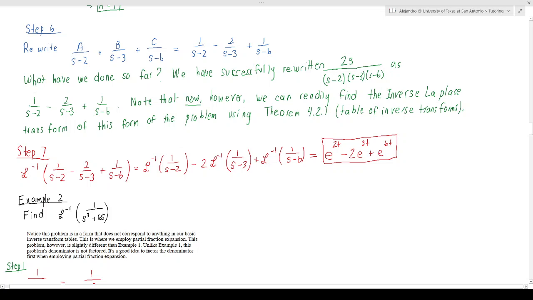Now we can use the table of inverse Laplace transforms to solve this problem. In step 7, the inverse Laplace of this entire expression is equal to the individual inverse Laplace transforms summed together, and subtracted also because we have a negative here. So we have the inverse Laplace of 1 over s minus 2, minus 2 times the inverse Laplace of 1 over s minus 3. That comes from 2 over s minus 3, where we pull the 2 out front because it's a constant. Then plus the inverse Laplace of 1 over s minus 6. We use one of the forms in the table, where the inverse Laplace of 1 over s minus a is equal to e raised to the at, and we end up with e raised to the 2t minus 2e raised to the 3t plus e raised to the 6t.